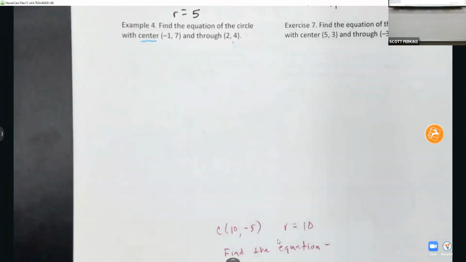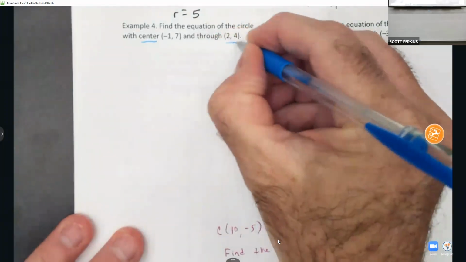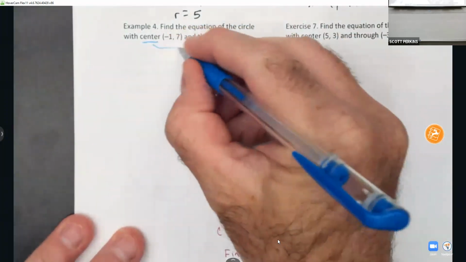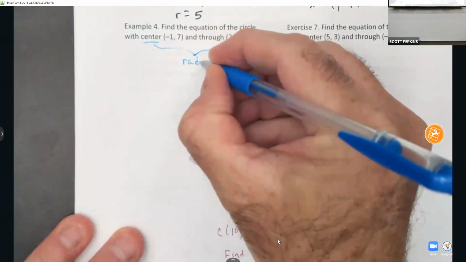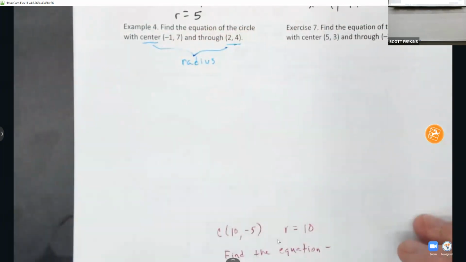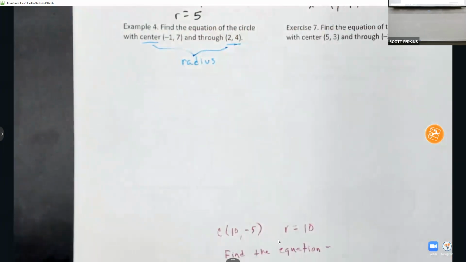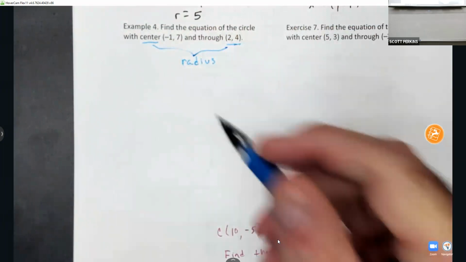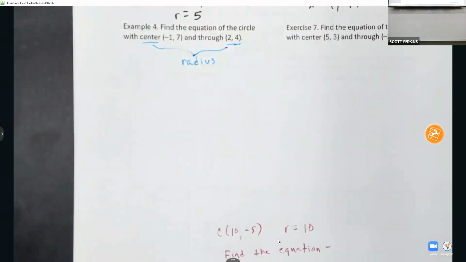Say it louder. You're 100% right. Whoever said it. Distance formula. Beautiful. Excellent. So distance formula. So the distance between a center and the point, that is the radius. That was the definition. The radius is that distance from the center to a point on the outside of the circle. So I'm going to use the distance formula and I'm going to figure out what the radius is. Then I will have everything I need to come up with the equation of the circle.